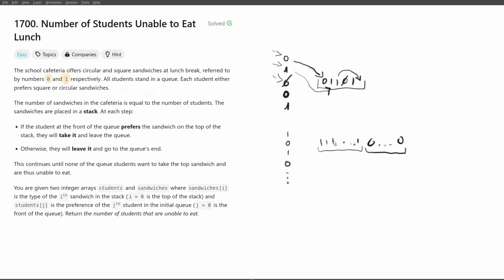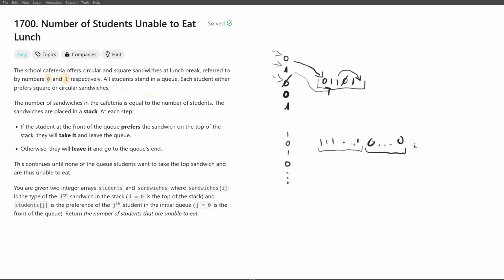But how many steps exactly? Well, we can see that when everybody sees that this is not a sandwich that they want, they go to the back of the queue. And if that happens for every student, then we are sure that none of these students can eat their sandwich. So in other words, at least one student in each full rotation of the queue has to eat their sandwich. Otherwise, this is the end state. And so we will rotate the whole queue at most as many times as there are students. So for the bounds of this problem, that would be okay.